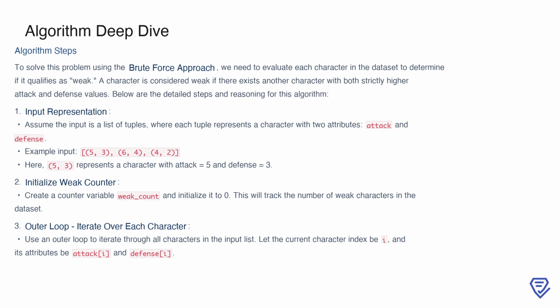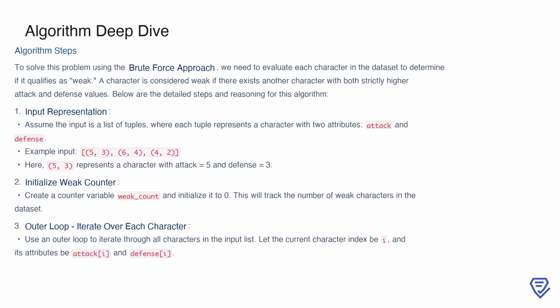To solve the problem, we initialize a counter variable, weak_count, to 0. This counter will track the number of weak characters we identify. Then, we set up an outer loop to examine each character. For the character at index i, we extract its attack and defense values, which we denote as attack_i and defense_i, respectively. The goal is to compare this character against all others in the dataset to see if it qualifies as weak.